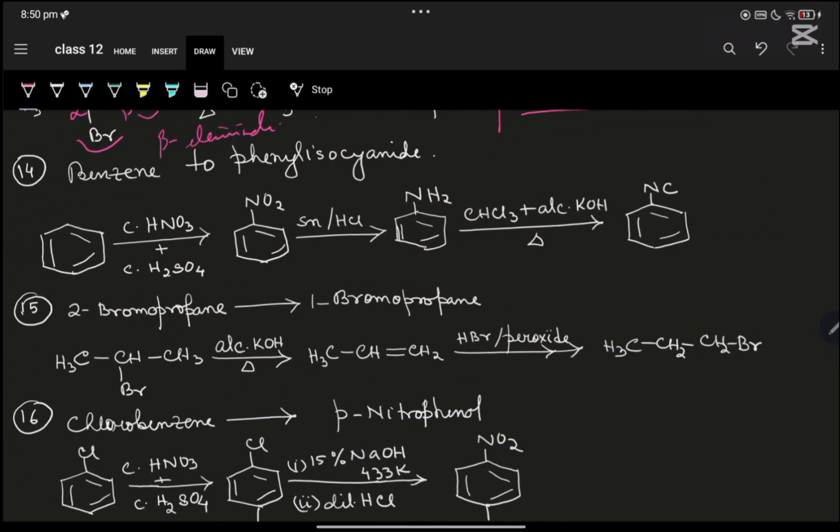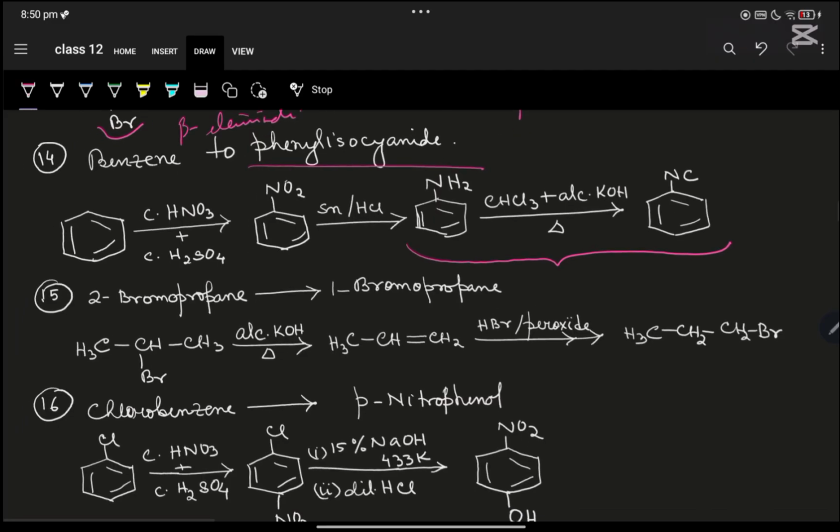Benzene to phenyl isocyanide. Now this is not the same as cyanobenzene. Cyanobenzene is CN, but isocyanide means NC. So this you always remember, this is a reaction in which you are getting NC. And you know it is a name reaction. We have done it.